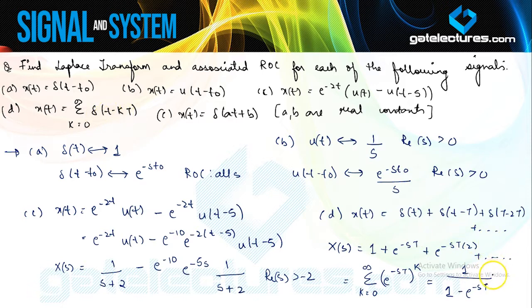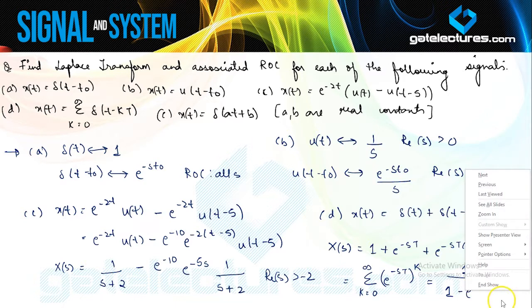And what is going to be your ROC? ROC is going to be real part of s greater than 0. Why? Because if real part of s is not greater than 0, this GP would not converge. This sum of GP is applicable only when every term keeps on decreasing, if the GP is converging. If the GP does not converge, we cannot use this formula, if the final value is not 0. So that is why ROC is going to be real part of s greater than 0.